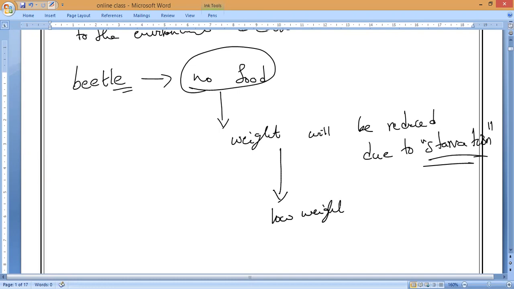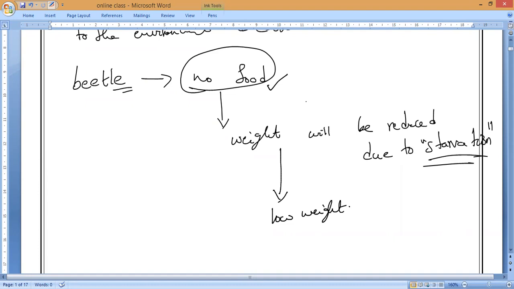So now you people tell me, is this low weight coming from the genes or is it because of the atmosphere, because of the environment? Anybody? Karthikeyan, Krutika, please speak, communicate. So it is losing its weight because of starvation. So now, is it an inherited trait or an acquired trait?